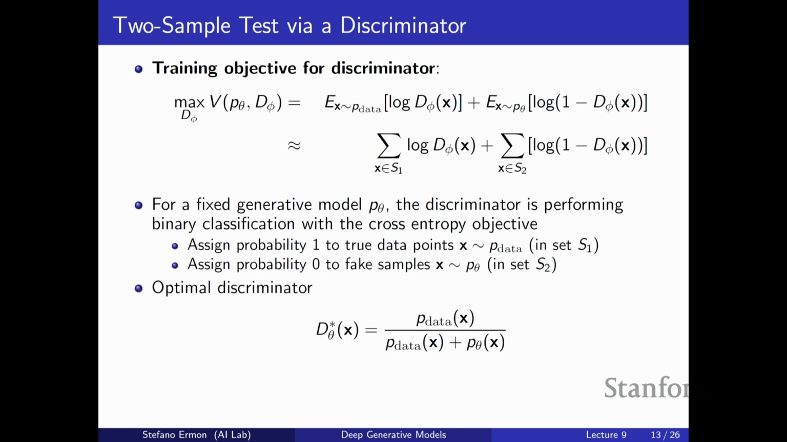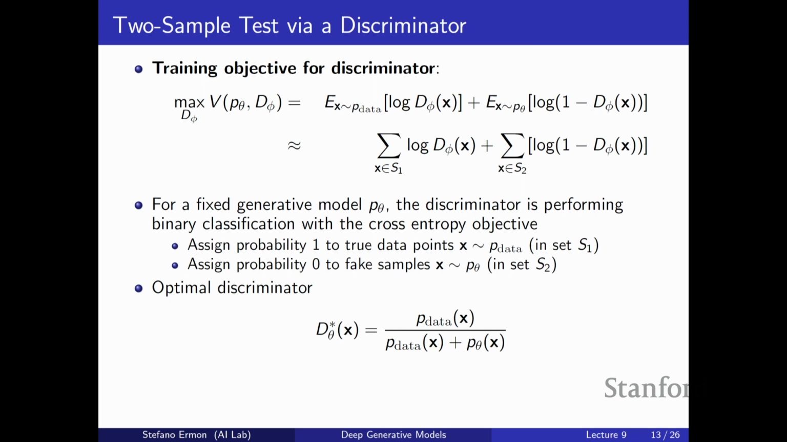Cool. And it turns out that the optimal discriminator actually has this form, which makes sense. If you just use Bayes' rule and compute the true conditional probability of a point X belonging to the positive class, which in this case is the data distribution, real samples, it is basically the probability that that point was generated by the data distribution divided by the total probability that that point was generated by either the model or the real data distribution.